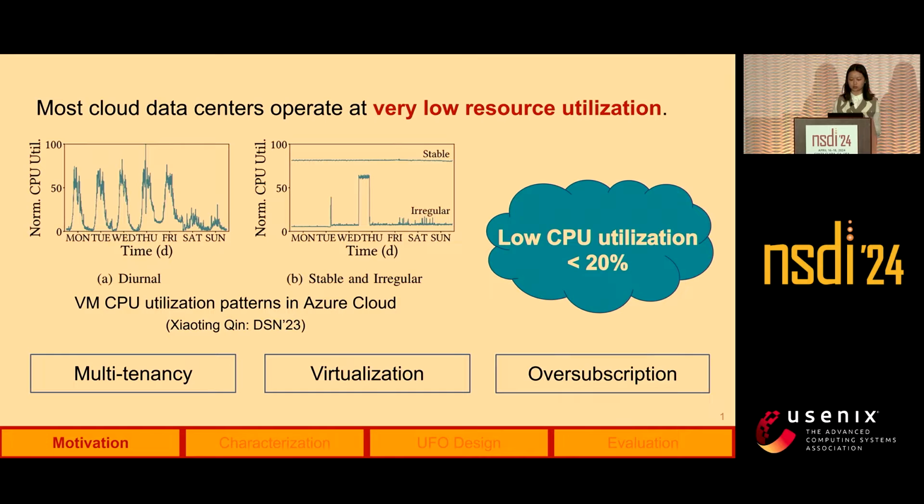Most data centers operate at very low resource utilization. This figure shows that the CPU utilization in the Azure cloud is less than 20% on average. Today, public clouds typically combine multi-tenancy, virtualization, and resource oversubscription to increase resource efficiency. However, the effect is not ideal. It even causes latency-critical applications to violate QoS on a frequent basis.